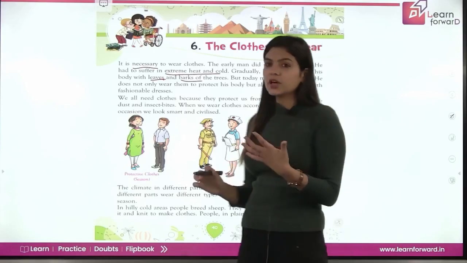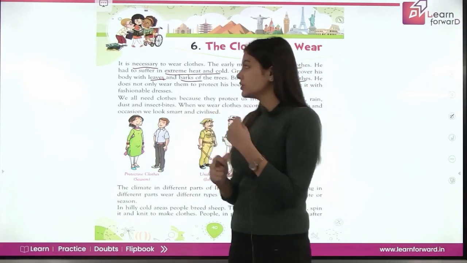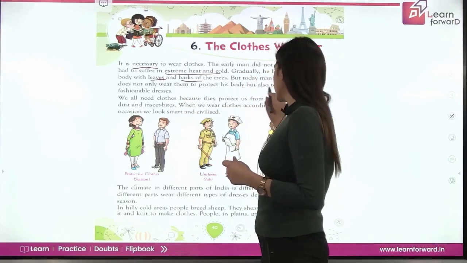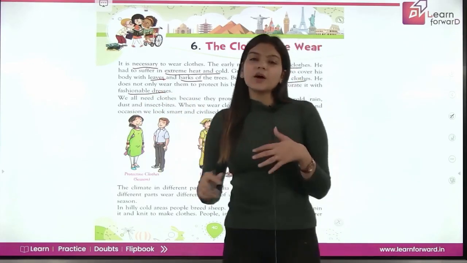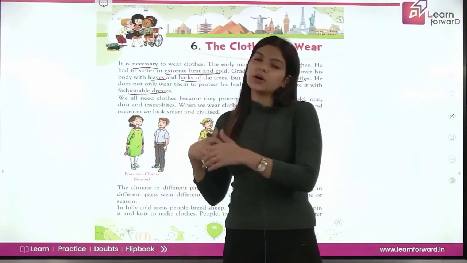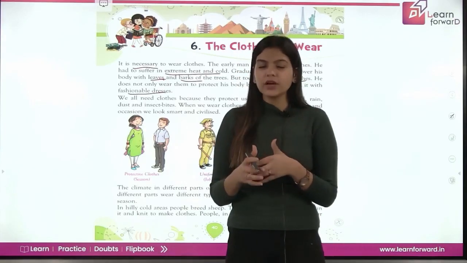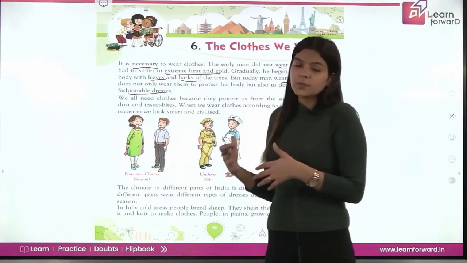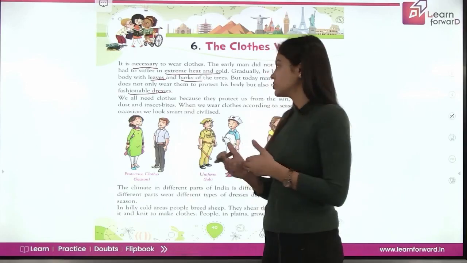But today men wear clothes. But आज के टाइम पे हम लोग clothes पहनते हैं ना, to protect ourselves from all the things. He does not only wear them to protect his body but also to decorate with fashionable clothes. So हम कहीं और जाते हैं. If we go to any other place instead of school, in school we wear uniform, right? And if you are going to a function or birthday party, you wear different clothes which are your special or fashionable clothes.